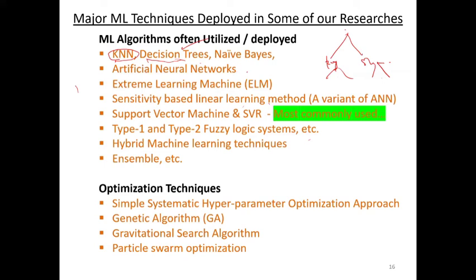And of course, also at the forefront of them is the artificial neural network, especially if your data set is sizable. You can go for artificial neural network because it needs a somewhat sizable number of data to work or to get reasonable results. We also have what we call the extreme learning machine, which is one of the variants of artificial neural network.